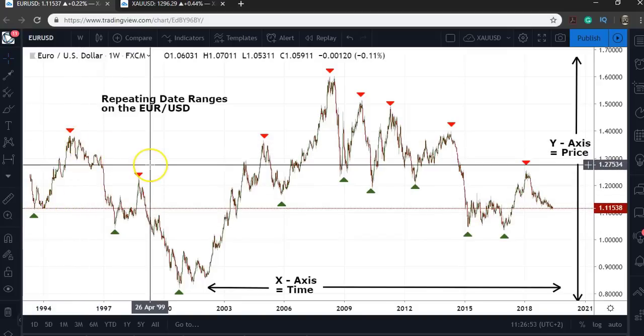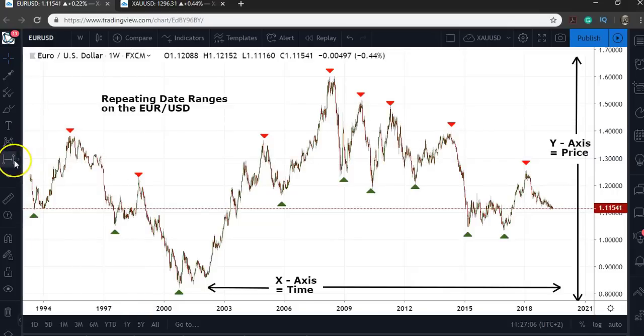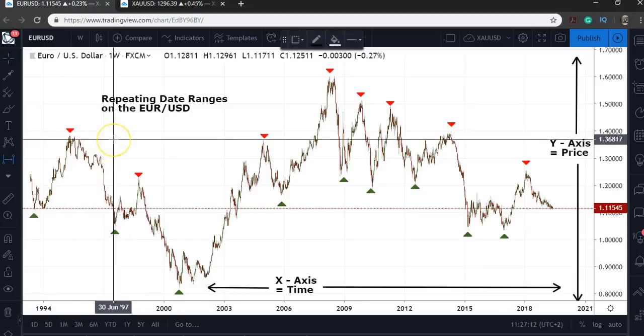Now the next thing I'm going to do is open my date range measuring tool, and you can see it as some sort of ruler that measures time that has passed rather than measuring a price range. And to do that in TradingView, I simply click on my measuring tools and I'll select the date range.